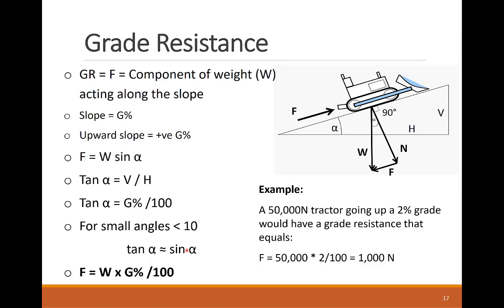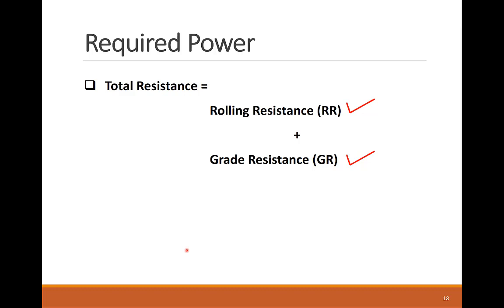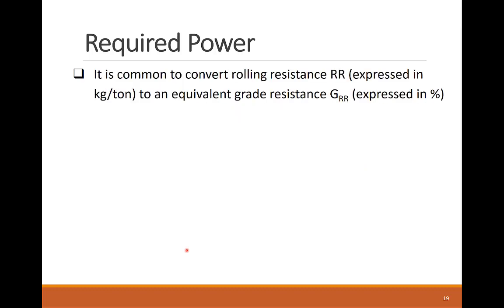Here's a small example of a 50,000 Newton tractor going on a 2% grade. By applying the formula, we find that the grade resistance equals 1,000 Newton. So far, we learned about the separate components of the total resistance or the required power. Now, let's see how to add them together.